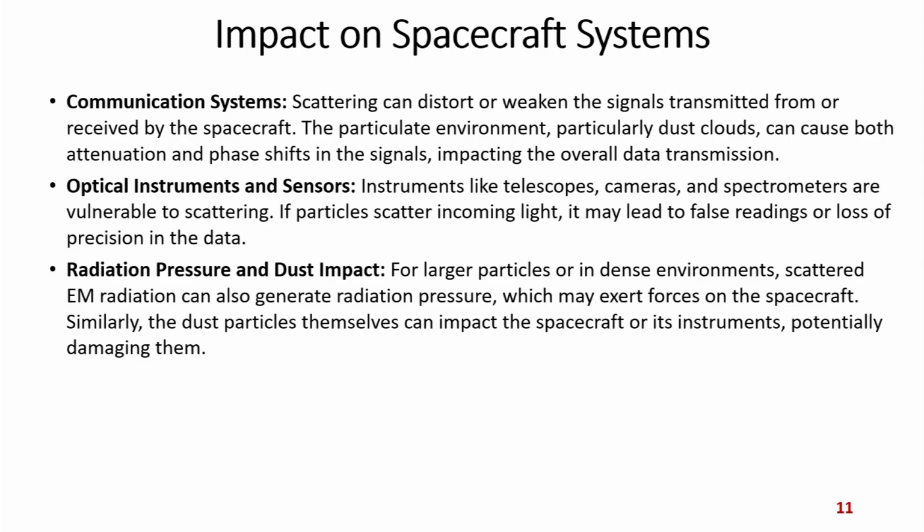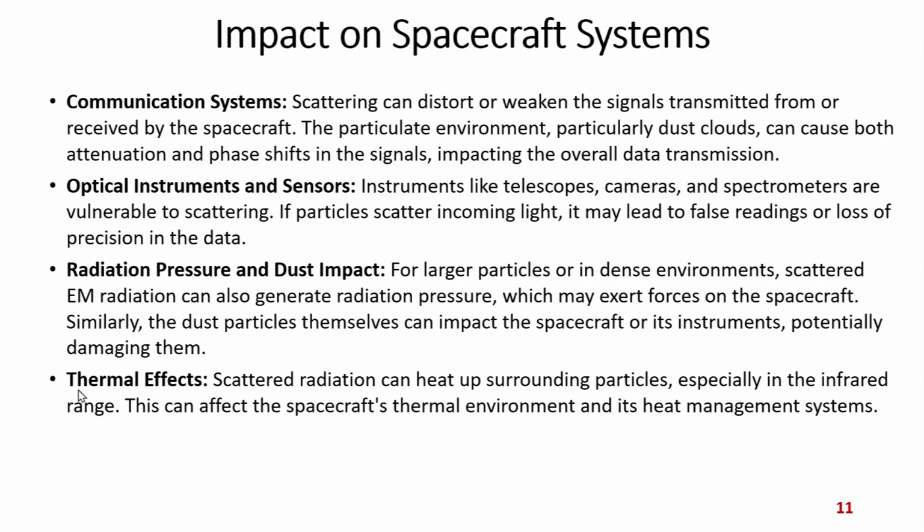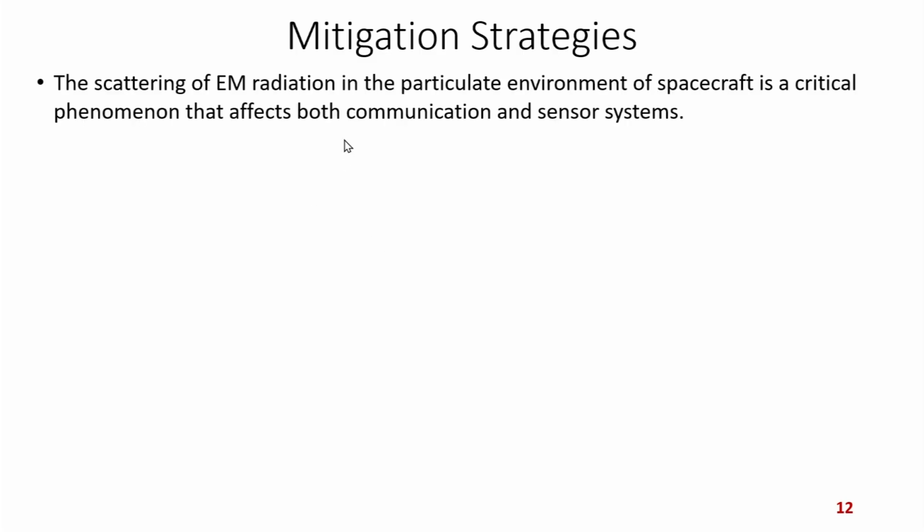So, these are the various impacts of the EM scattering by the particulate environment. Then there is one more effect, that is the thermal effects. The scattered radiation can heat up the surrounding particles, especially in the infrared range. This can affect the spacecraft thermal environment and heat management system, because whenever there is a change in the temperature, if these effects are not considered during the design stage, this may create problems for the thermal management system of the spacecraft.